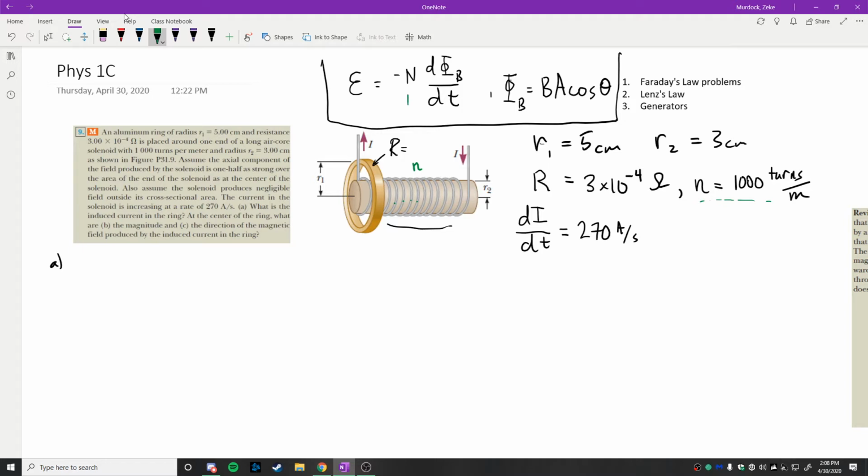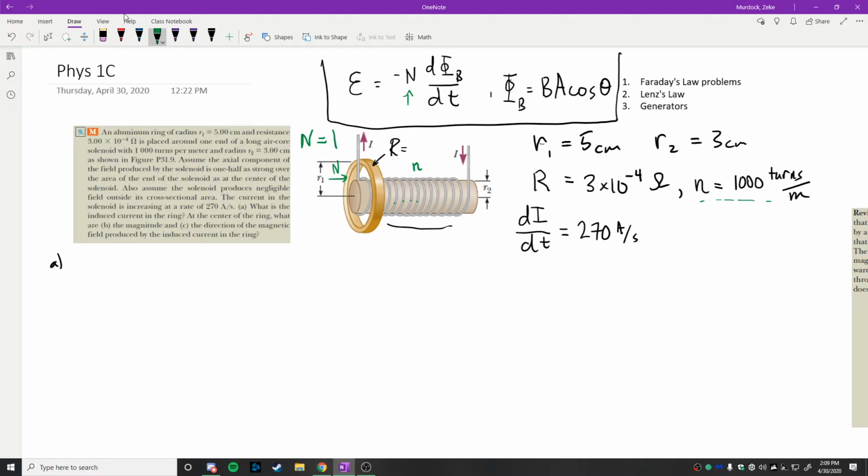This N, so I'm glad you said that, this N represents the number of turns in the object that is having the current induced into it. So that would be the number of turns in this guy, which there's only one, because it's just a ring, right? Does that make sense? That big N there, in this case, is just going to be equal to 1, unless I misread it. It just says it's an aluminum ring, has a radius of 5 centimeters, and this resistance. It doesn't tell you that there's any number of turns in it, so N is going to be equal to 1 here. Okay, that was a good guess, though.